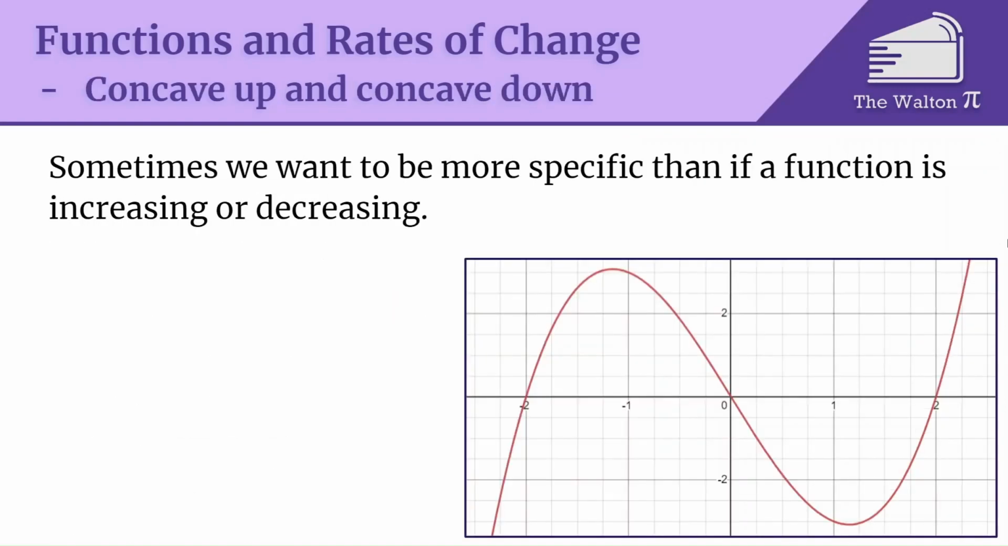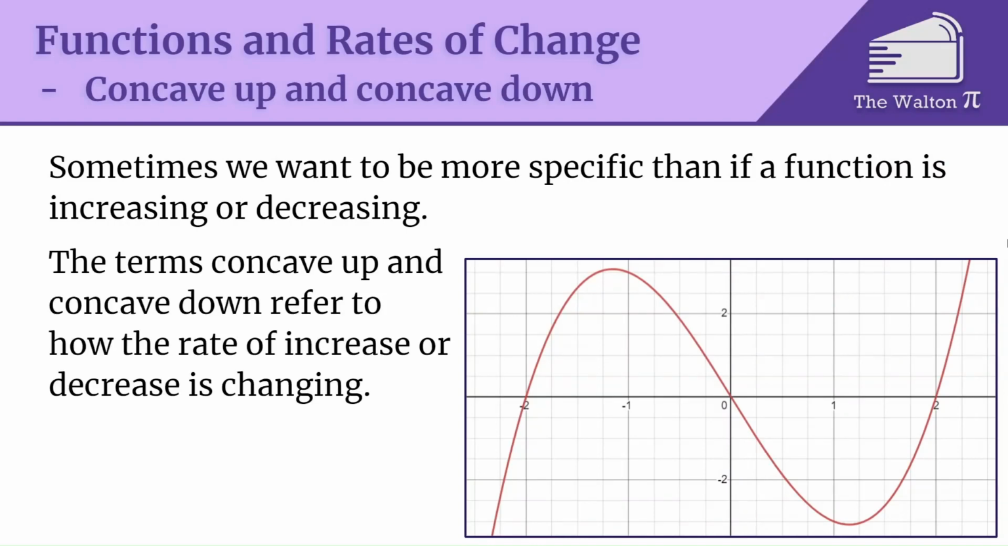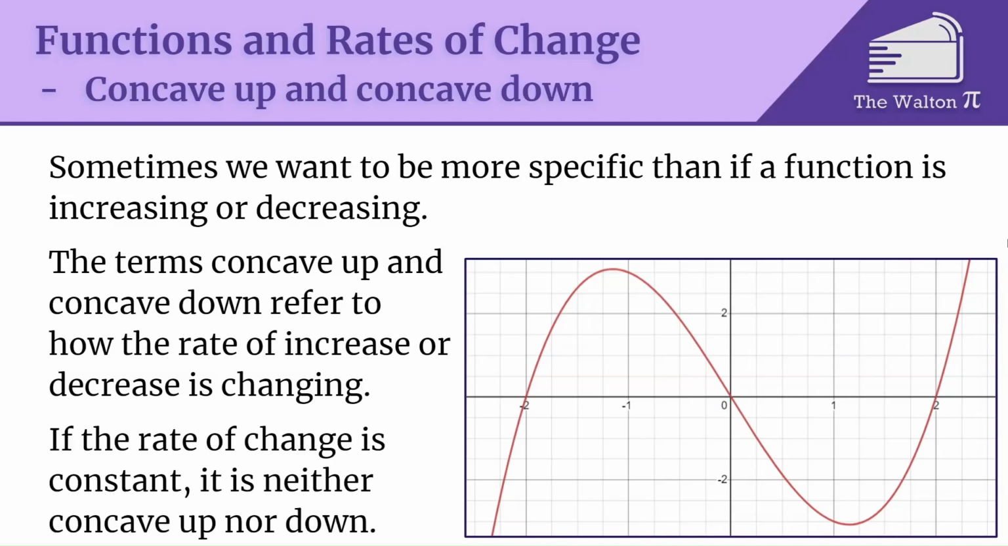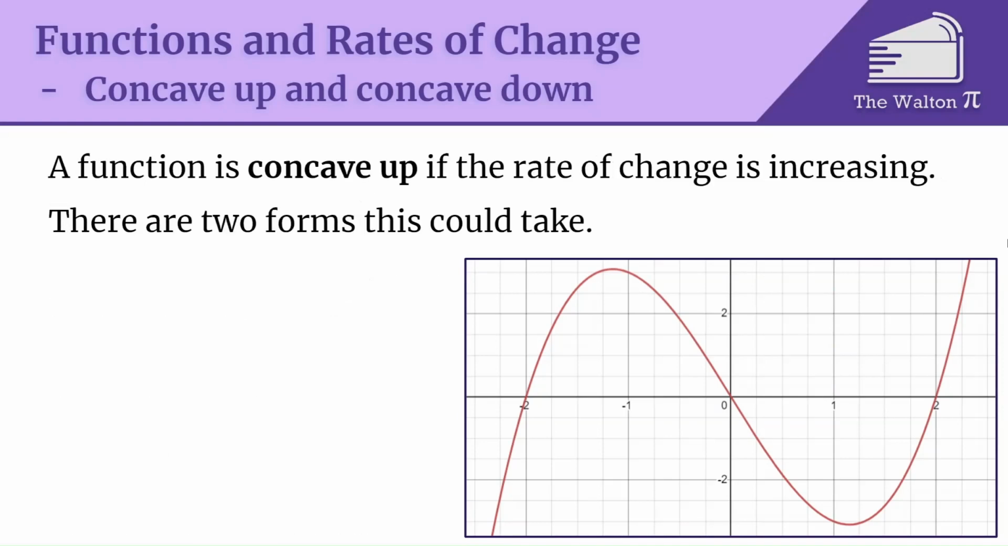Now, sometimes we want to be more specific than if a function is increasing or decreasing. The terms concave up and concave down are going to refer to how the rate of increase or decrease is changing. So this is, how does my rate of change change? If the rate of change is constant, we say it's neither concave up nor concave down. So a function is concave up if the rate of change is increasing.